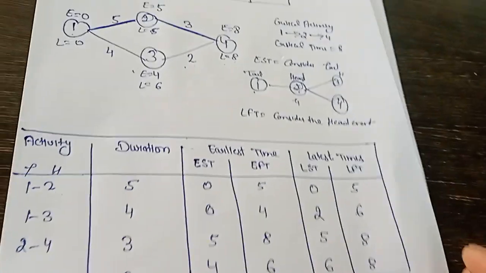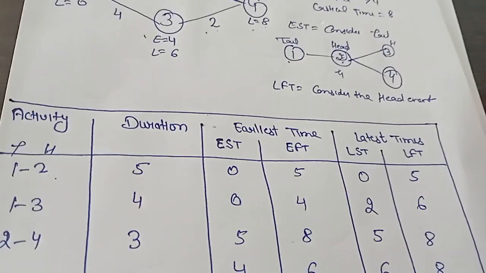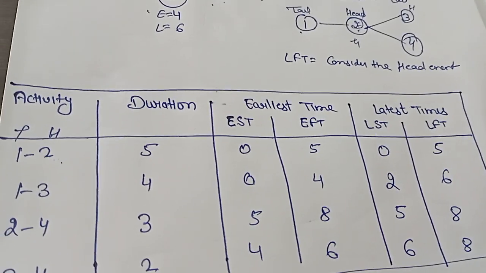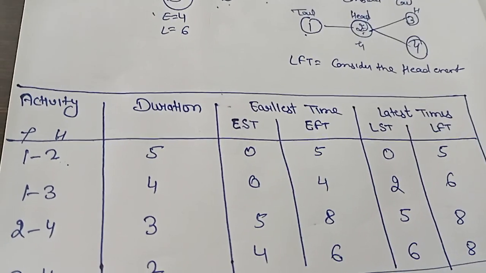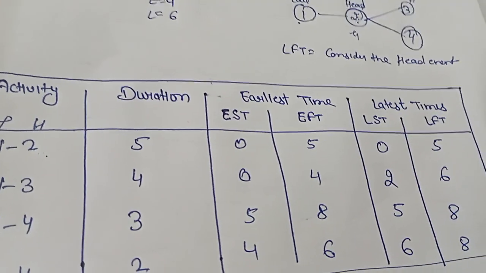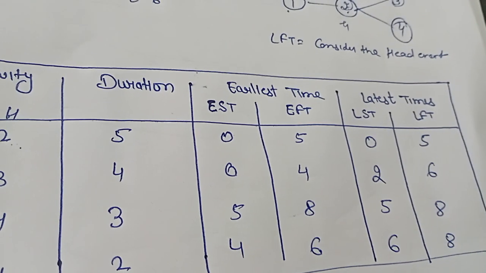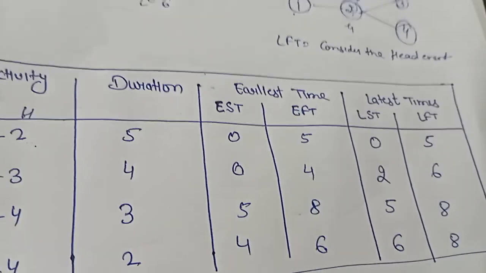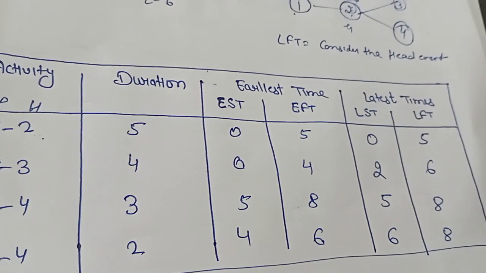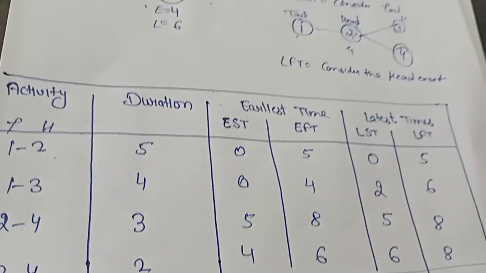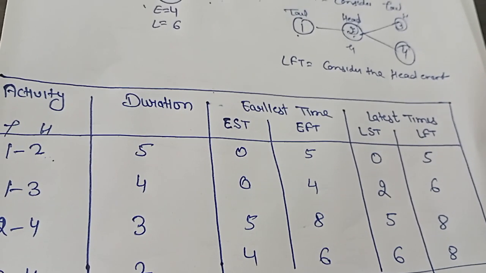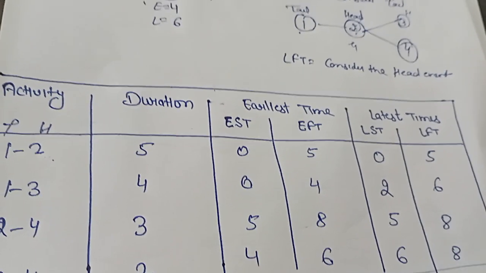This is the complete procedure for calculating the earliest timing and latest timing. Earliest timing may be of two types, EST and EFT. EST stands for earliest starting time, EFT stands for earliest finishing time. In the same way latest timing may be of two types, LST and LFT. LST stands for latest starting time and LFT stands for latest finish time. With the help of earliest and latest, in the next video we learn how to calculate the total float, independent float, free float.